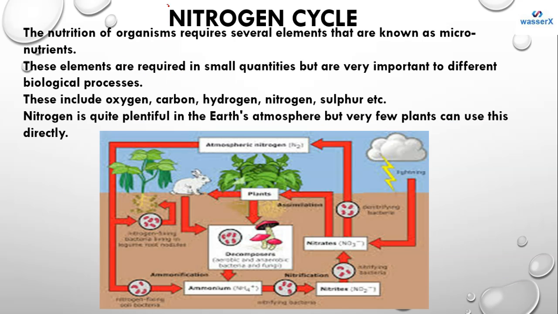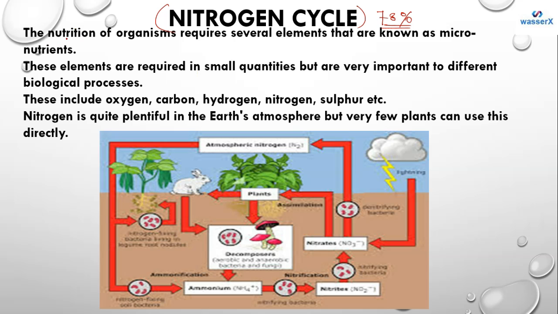So here we have the next thing, which is the nitrogen cycle. That's very important. We must understand how the nitrogen cycle works, because nitrogen is a plentiful gas in the earth's atmosphere. It's around 78% of the total atmosphere. So we should know how it helps in the nutrition process of every organism, right?